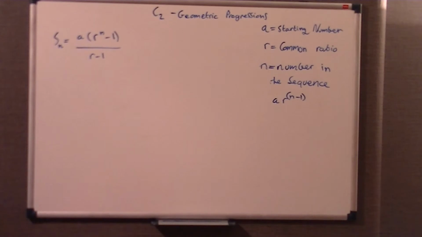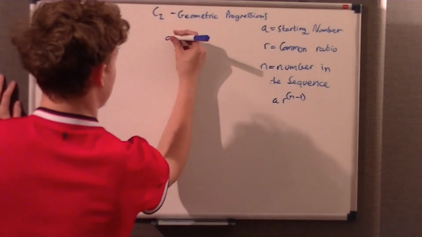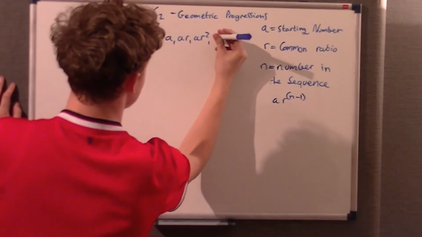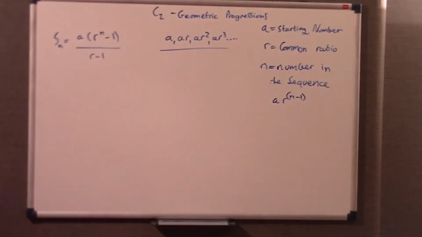So anyway, it says prove the series sum is given by this, and the series is A, AR, AR squared, AR cubed, etc. And we know that already from our previous encounters with this kind of stuff.